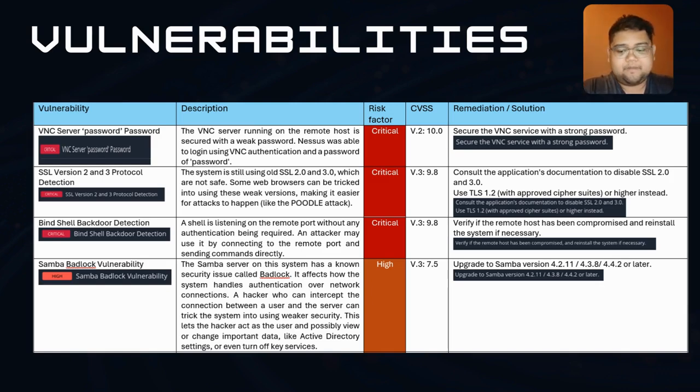The next one is the Samba Badlock vulnerability. The Samba server on the system has a security issue called Badlock, which affects how the system handles authentication over network connections, where a hacker can use a man-in-the-middle attack to gain privileges on the system while the system is online. The risk factor for this is high, according to Nessus, with the CVSS version 3 score of 7.5. The solution given by Nessus is to upgrade to Samba version 4.2.11 or any higher or the latest one.